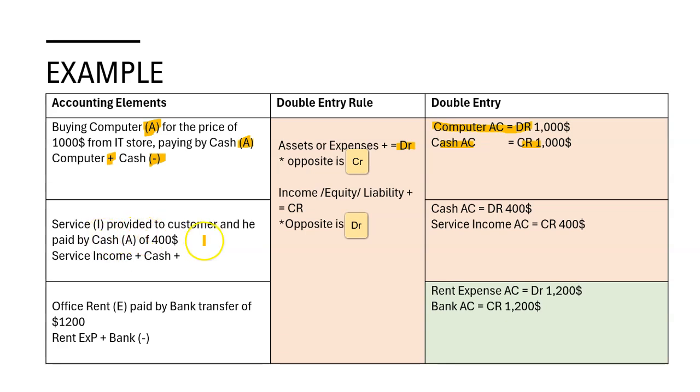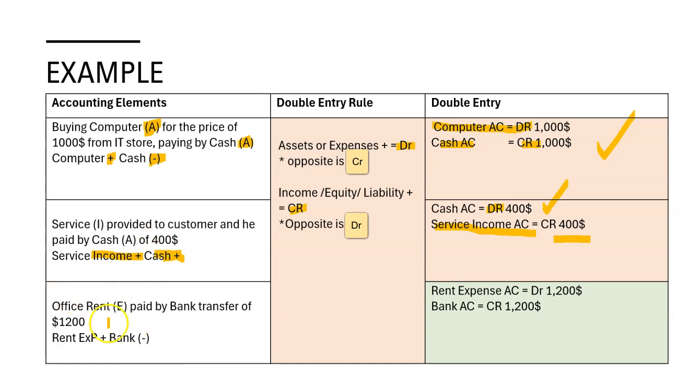Let's see the second example. Service provided to a customer and the customer paid $400 by cash. When we say service, that's an income, and when we say cash, that's an asset. So the income is increasing, the asset is increasing. We go back to the rule. The rule says if income or equity or liability increases, it is credit. So we put service income as credit. And the rule says if the asset increases, debit, so the cash increases, so the cash account is debit.